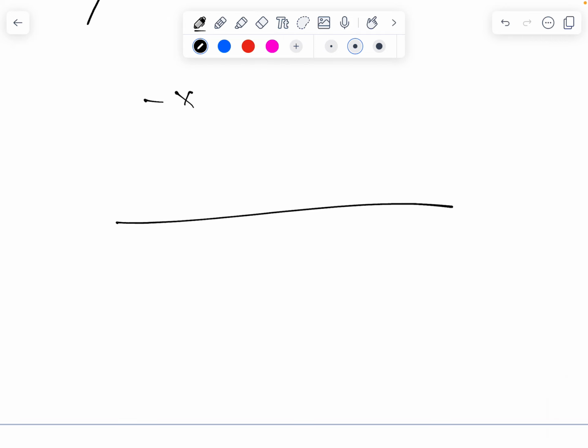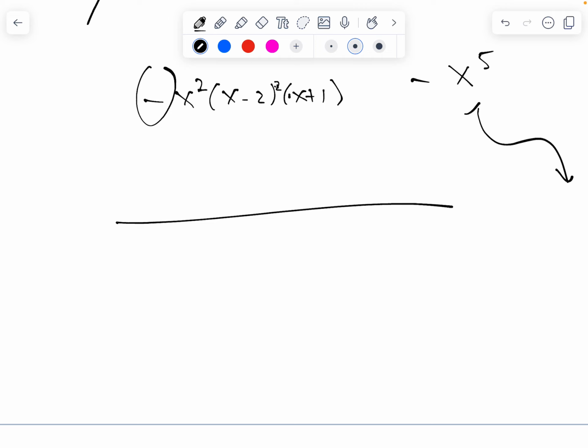We've got negative x squared, x minus 2 squared, x plus 1. What's the degree? We have 1, 2, 3, 4, 5 x's. So it's x to the 5. We have a negative, so negative x to the 5. Its overall behavior is going to be like that. We have zeros at 0, at positive 2, and at negative 1. So when we graph this, let's see, which one's special? This is a double root, so something special happens here. This is a double root, so something special happens there.